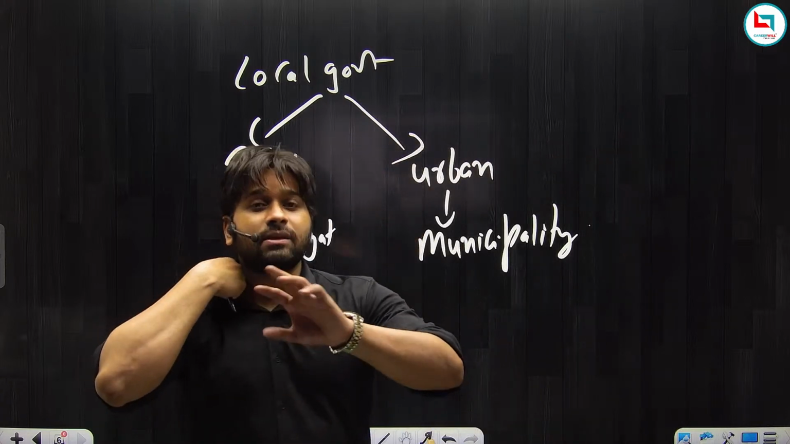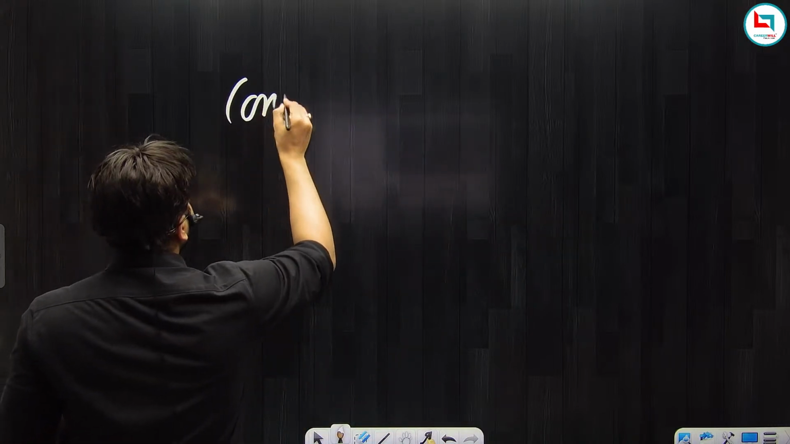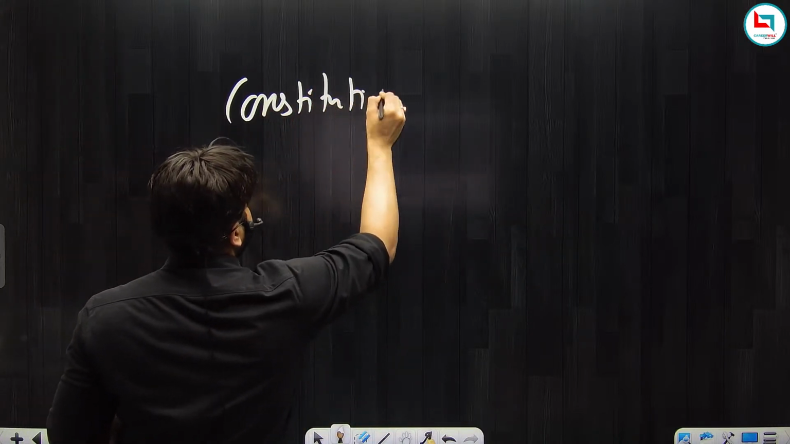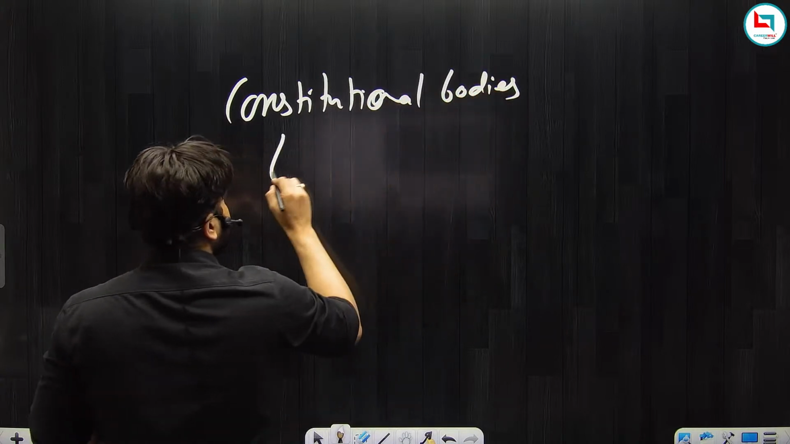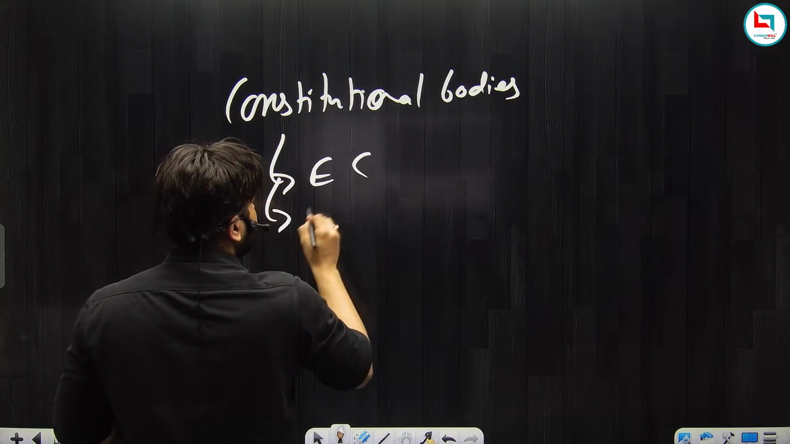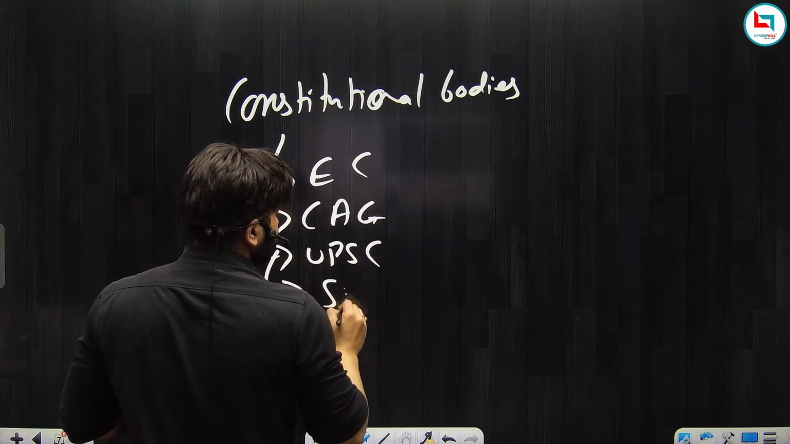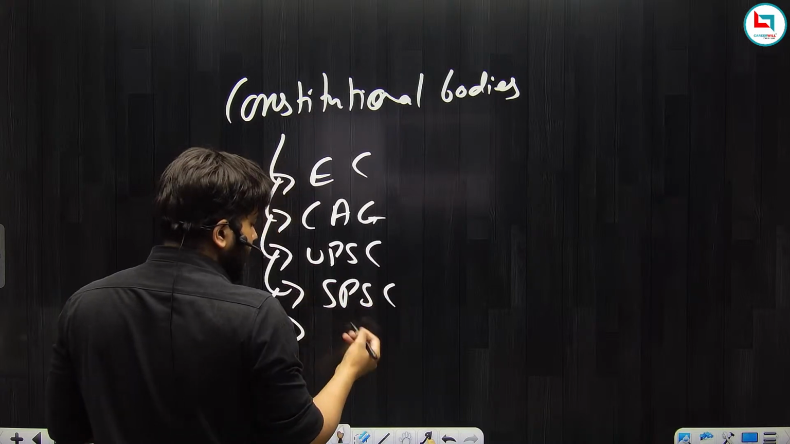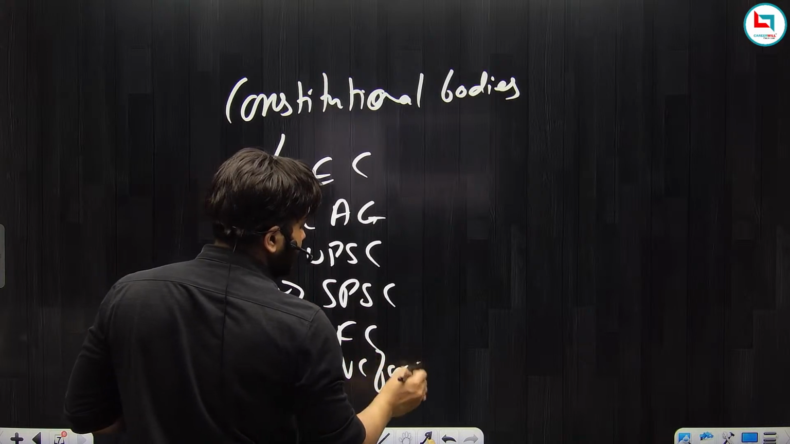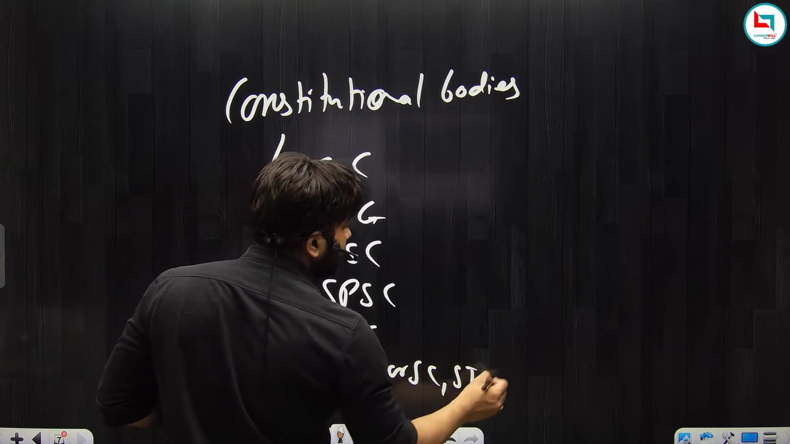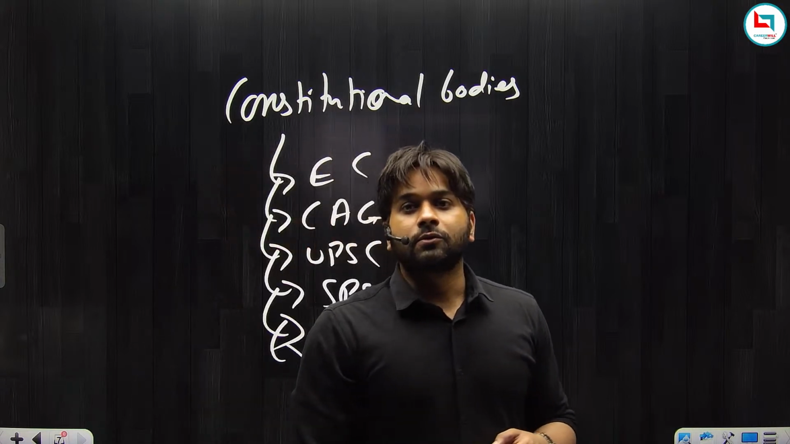Okay, so this is local government. These are the main chapters, and apart from this, we'll also be discussing the constitutional bodies. In constitutional bodies, we'll be studying Election Commission, CAG, UPSC, State PSC, and Finance Commission, then National Commission for SC, National Commission for ST, and National Commission for backward classes.